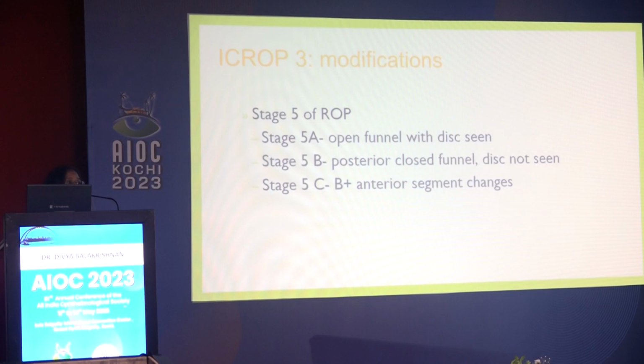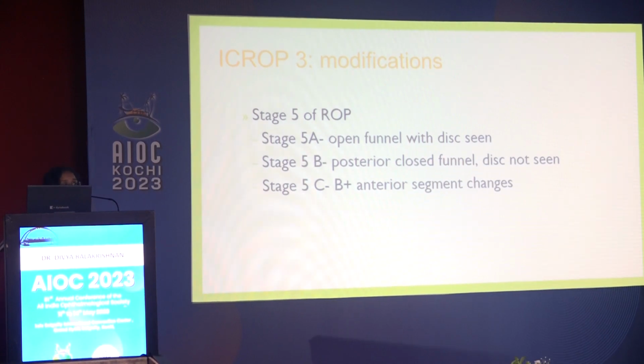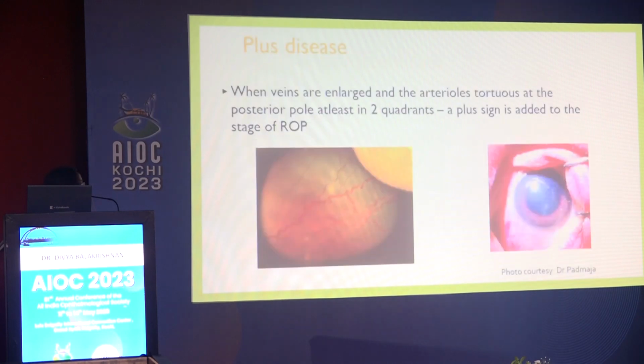Recent classification has again subdivided stage 5. If you can see the disc, then it is stage 5A. If you cannot see the disc, that means the posterior is closed, then it is stage 5B. Along with this, if you see any abnormalities in the anterior segment, like a corneal opacity or any secondary glaucoma, then it goes to stage 5C.